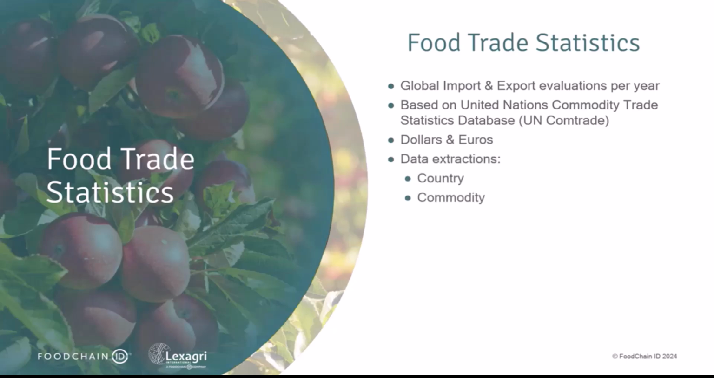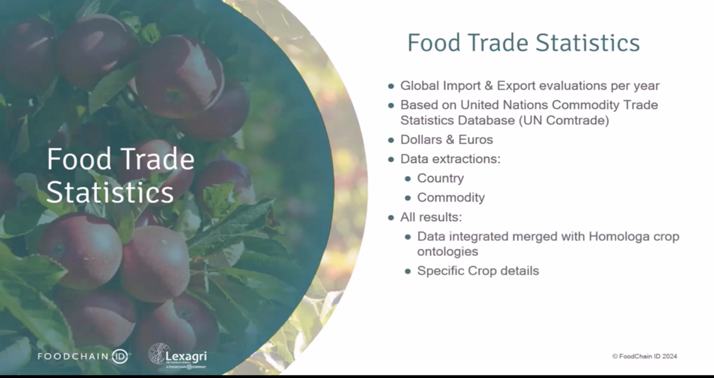All results are elaborated by merging this UN Comtrade data with internal Homologa crop ontologies. This way there is a direct link between the international data from the UN and the crop data that is used throughout Homologa's database. Last but not least, specific crop details will be added in all results, providing a full detailed picture of a particular import-export relationship. With all this information in mind, let us go to the tool and run an example using this module.